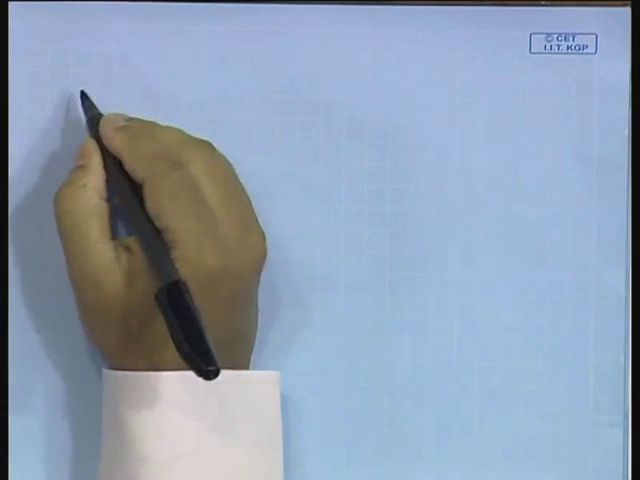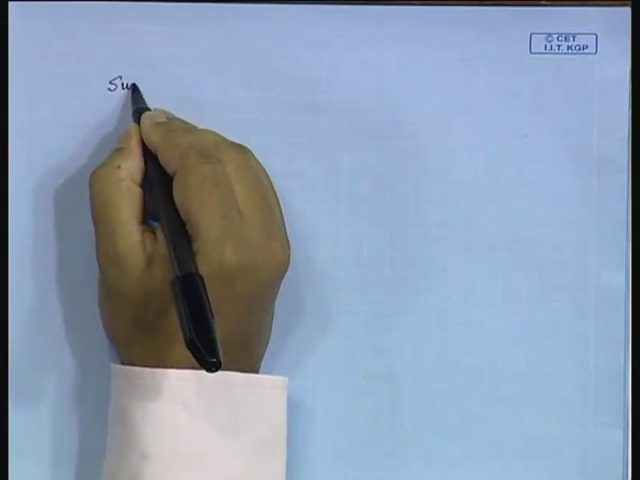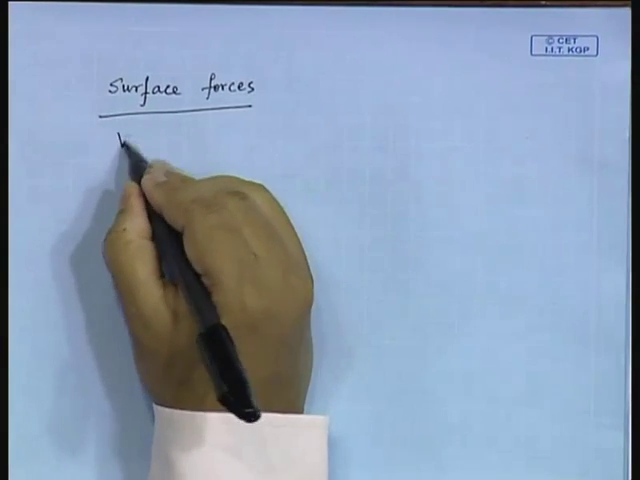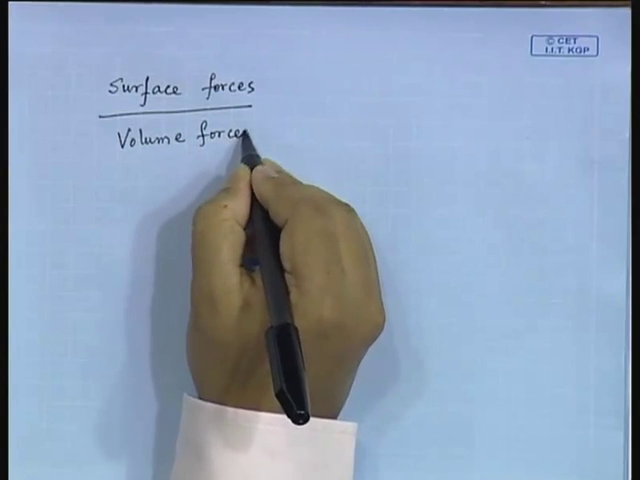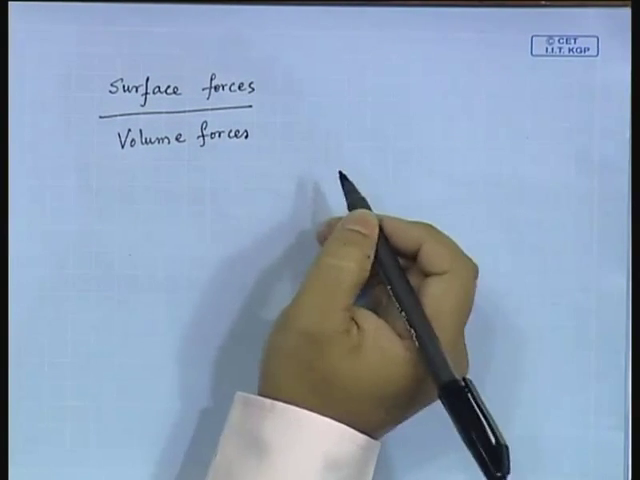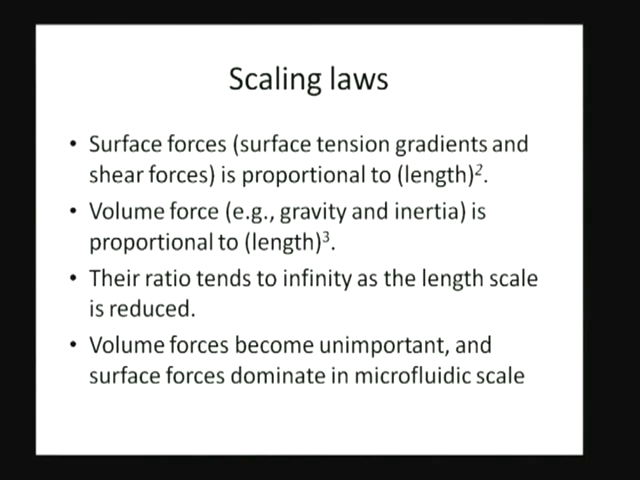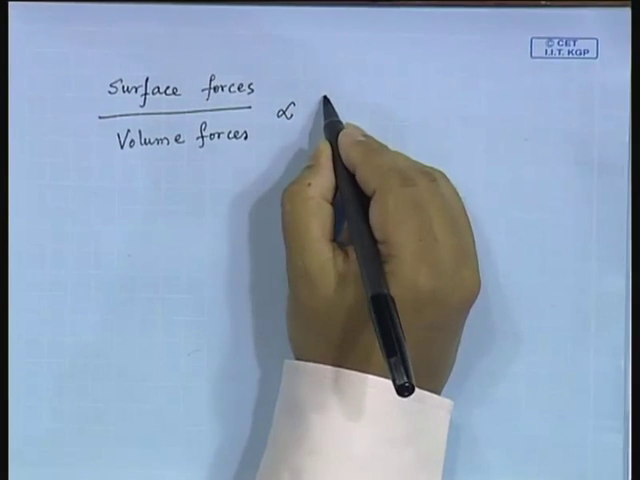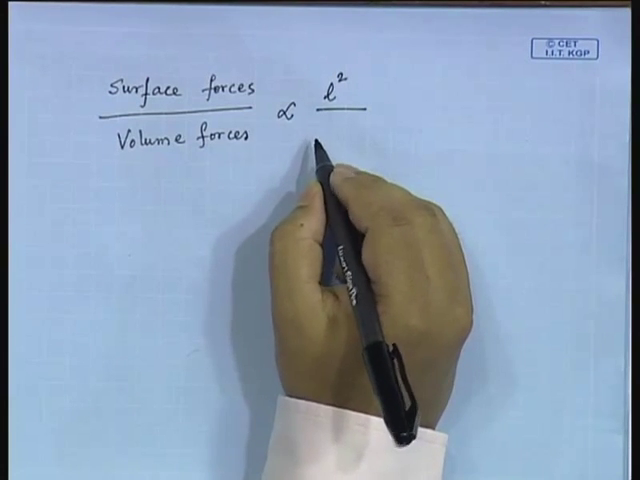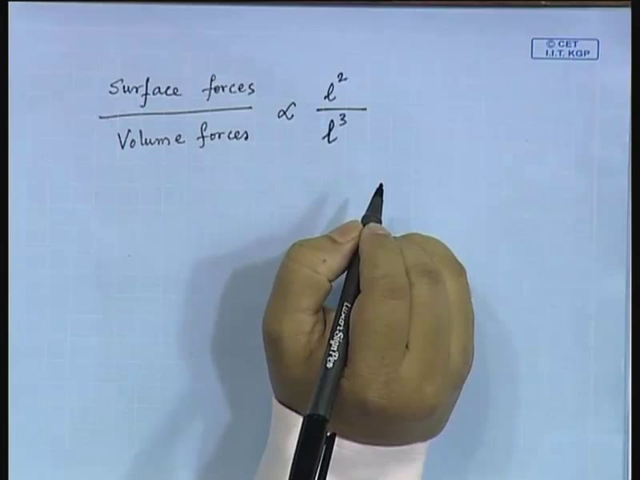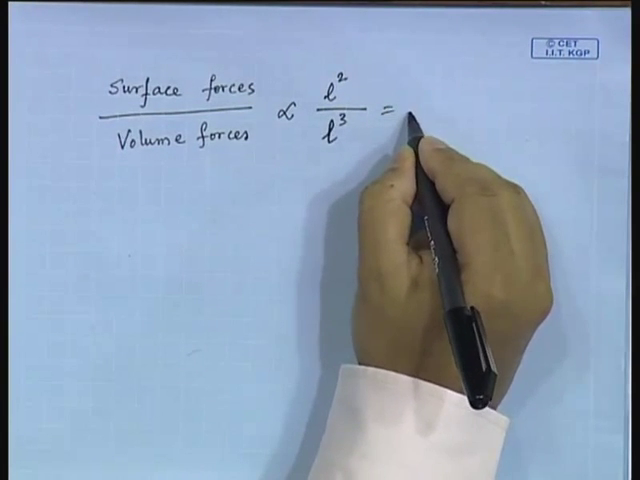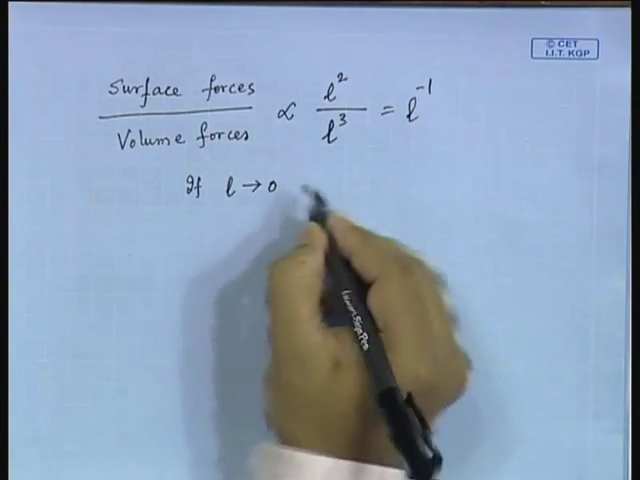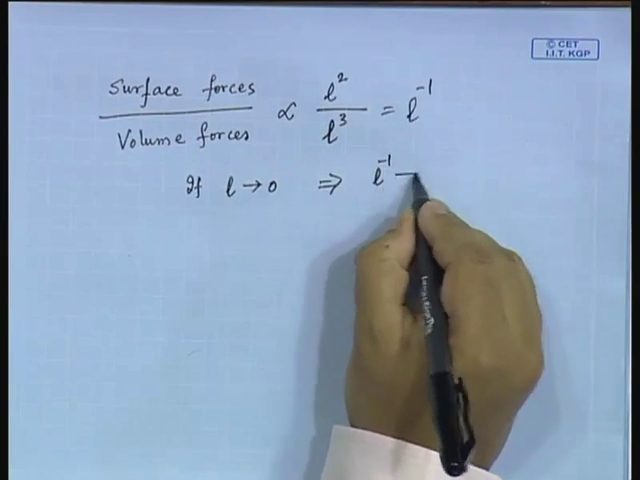If you write surface forces divided by volume forces, by surface forces I mean surface tension gradients or shear stresses, and volume forces are gravity, inertia. If you write this, you will find that the numerator is proportional to L square, where L is the length scale, and the denominator is proportional to L cube. So this is equal to basically L inverse. If L tends to 0, this implies that L inverse tends to infinity.